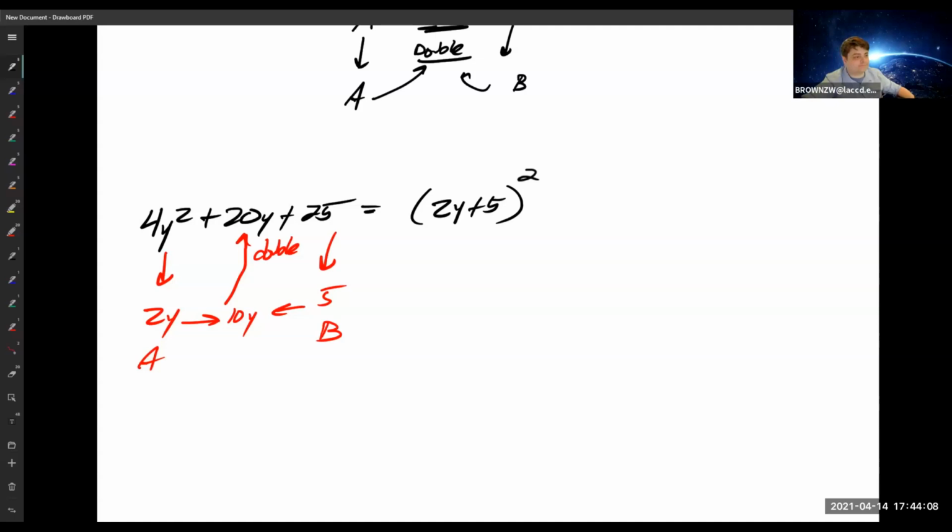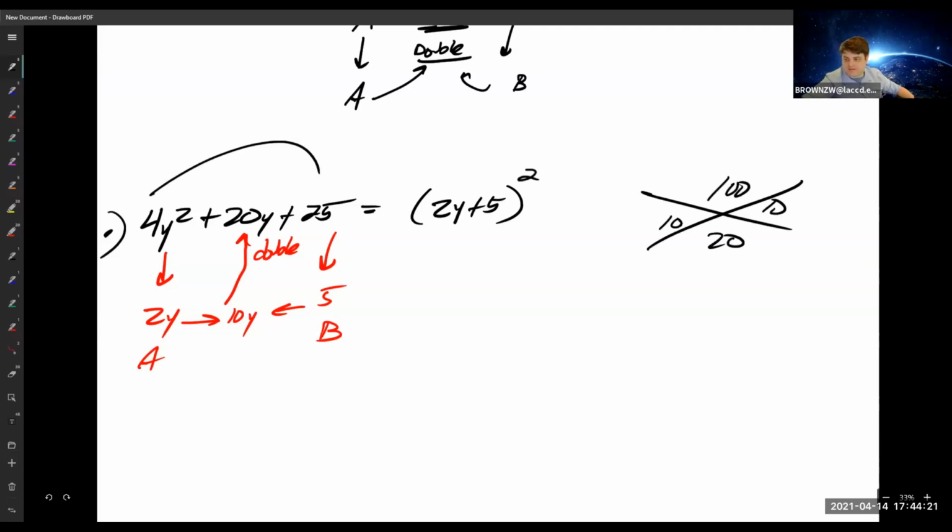Easy peasy. So once again, this is a shortcut. You could go through and do a diamond problem here. You know, 4 times 25 is 100. My bottom term is 20, so you can see that it's 10 and 10.